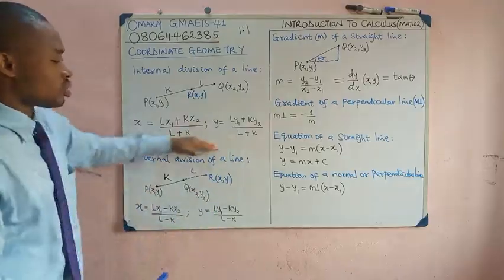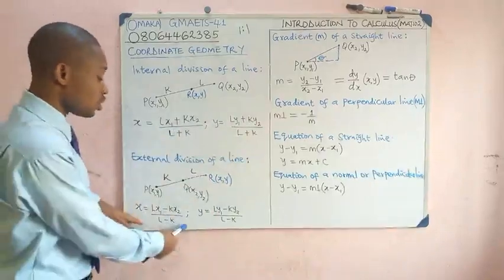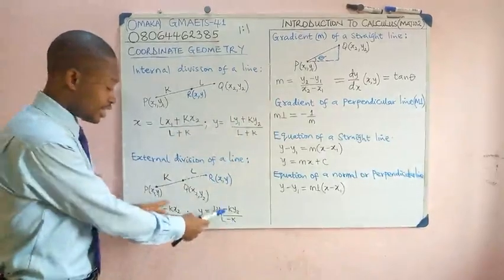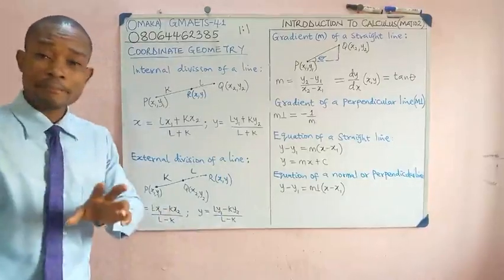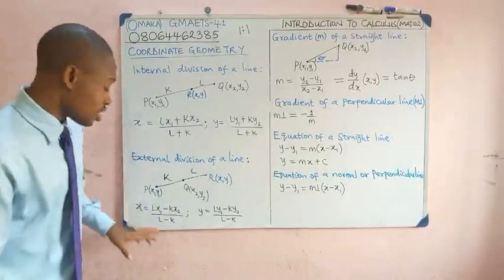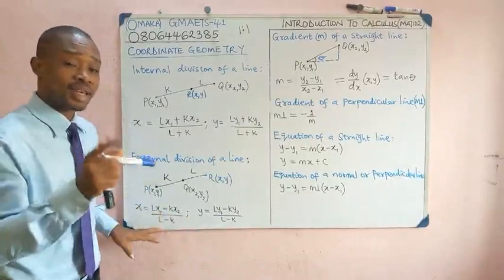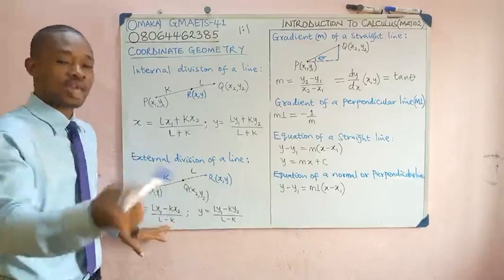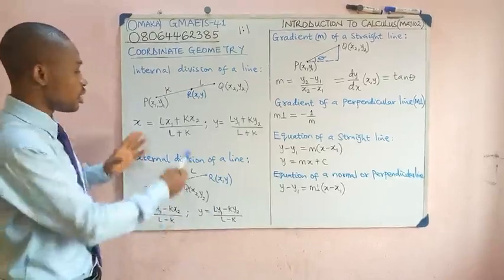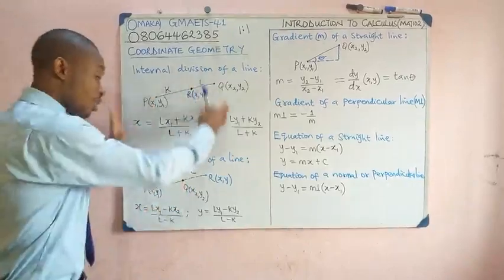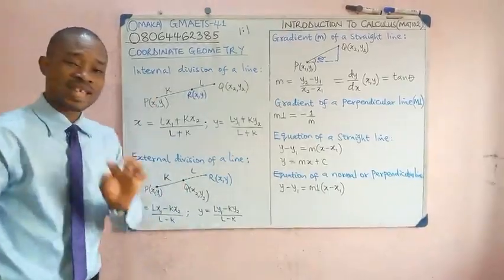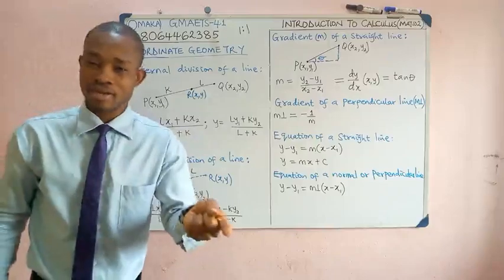Now the formula is similar to internal division, okay? So I'll allow you to go through it. The only difference is that in this case, the numerator and denominator are what? Minus. Then take note that the way L and K are arranged in the denominator matters. It is L minus K, not K minus L. Although that depends on how you arrange this, following my own arrangement here, the denominator is always L minus what? K, not K minus L.